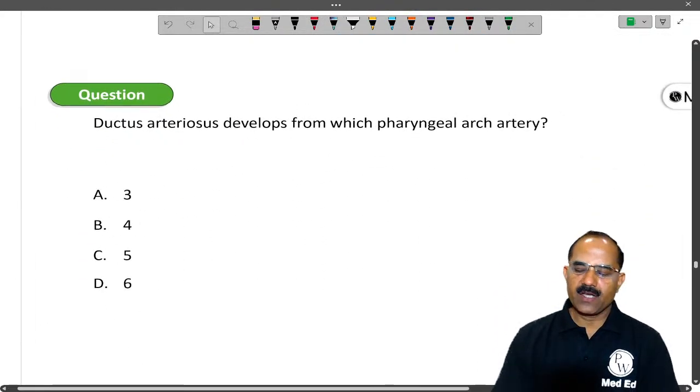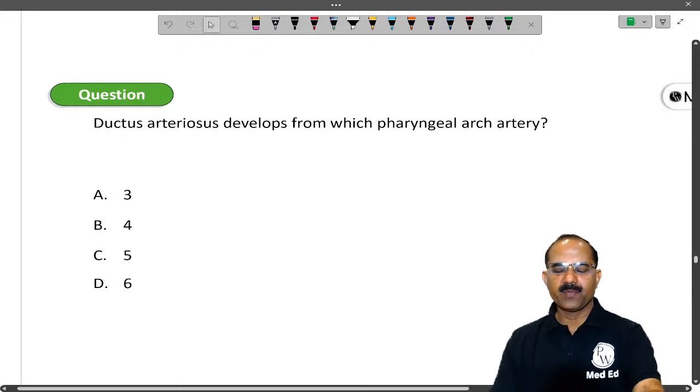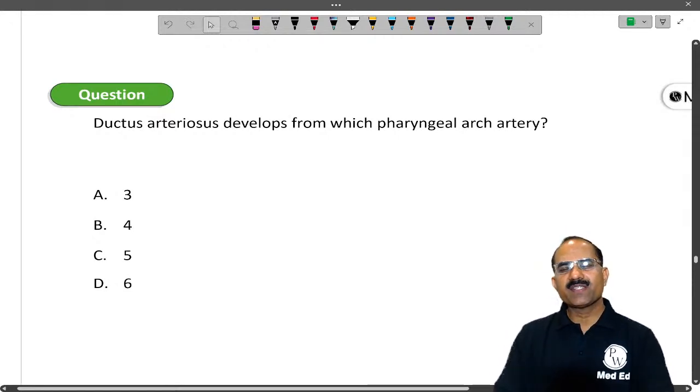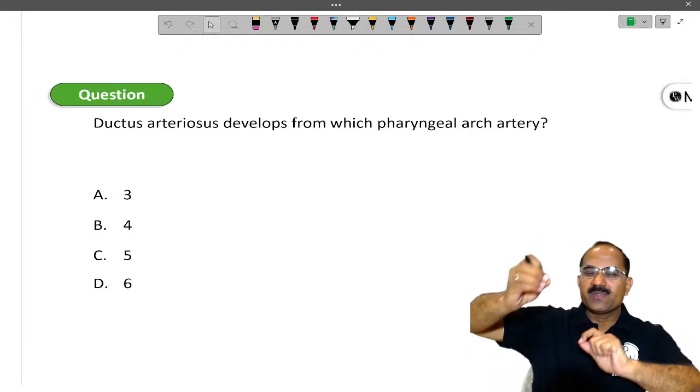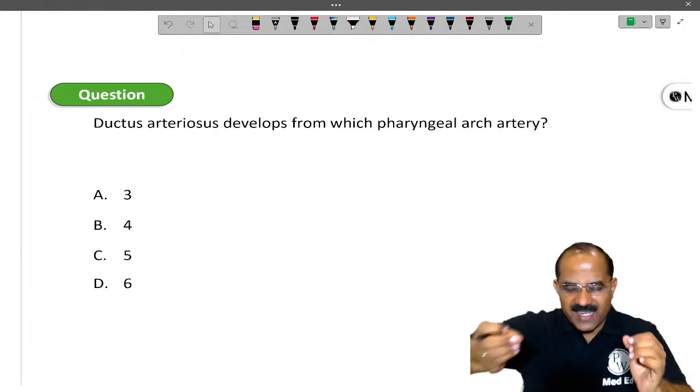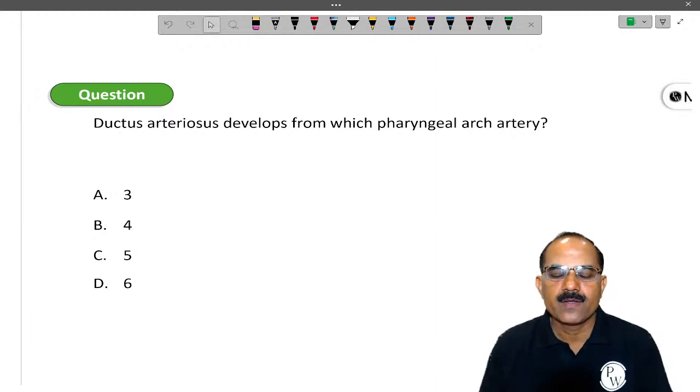Ductus arteriosus develops from which pharyngeal arch artery? बोल सकते हैं कोई ये? Ductus arteriosus, ये ductus arteriosus होता क्या है? It connects the pulmonary artery to the arch of aorta, in fetal life.